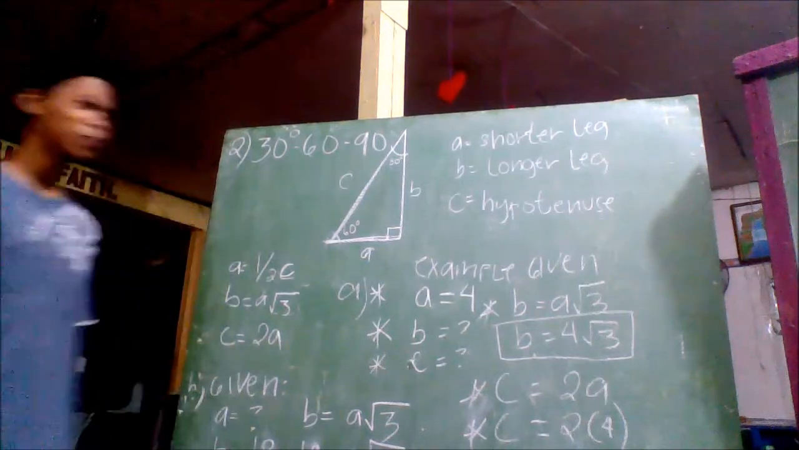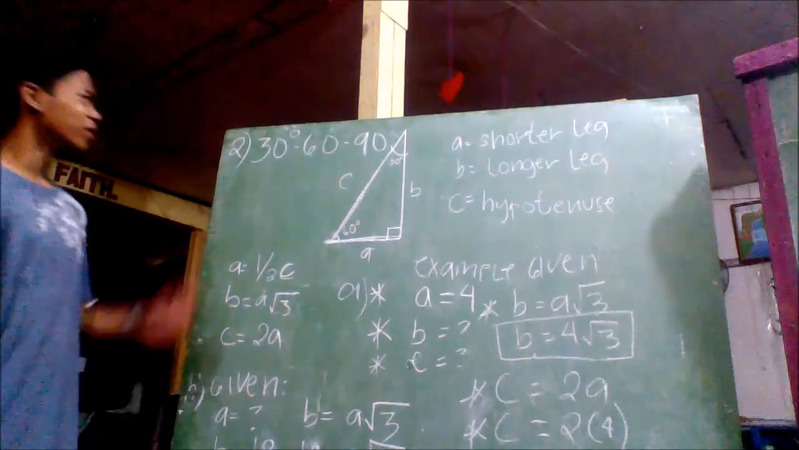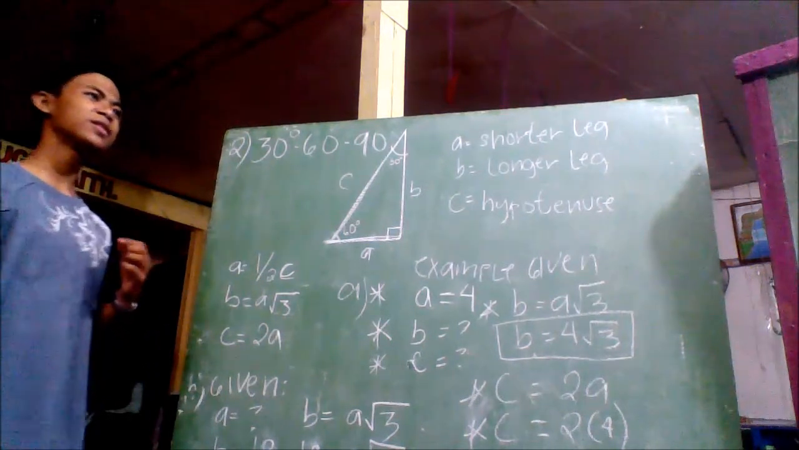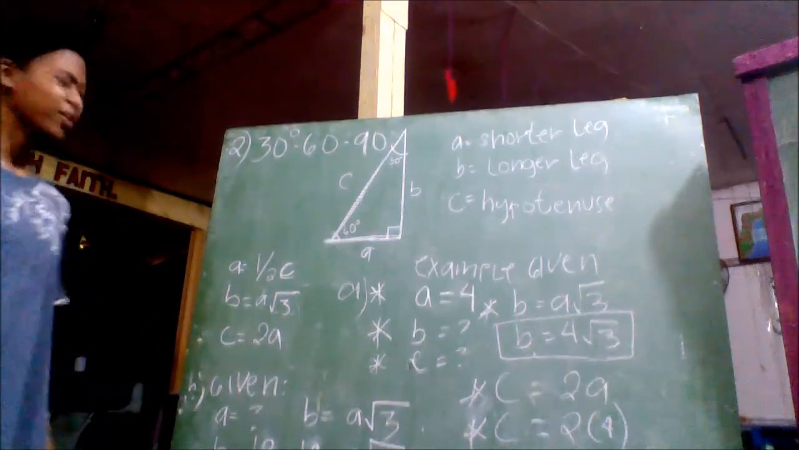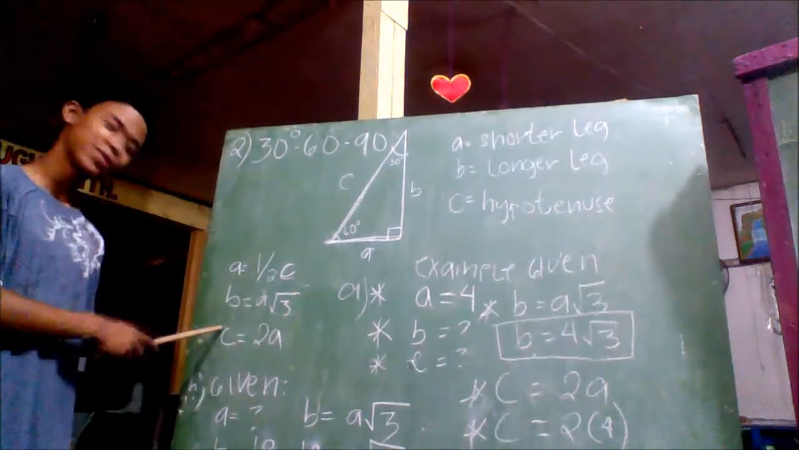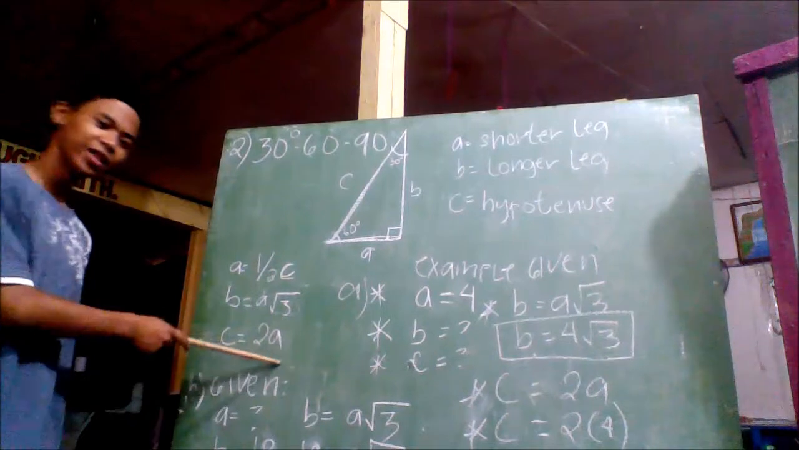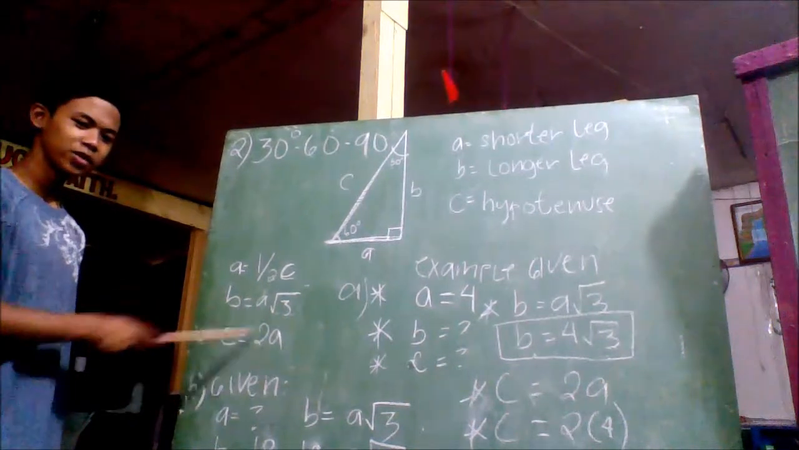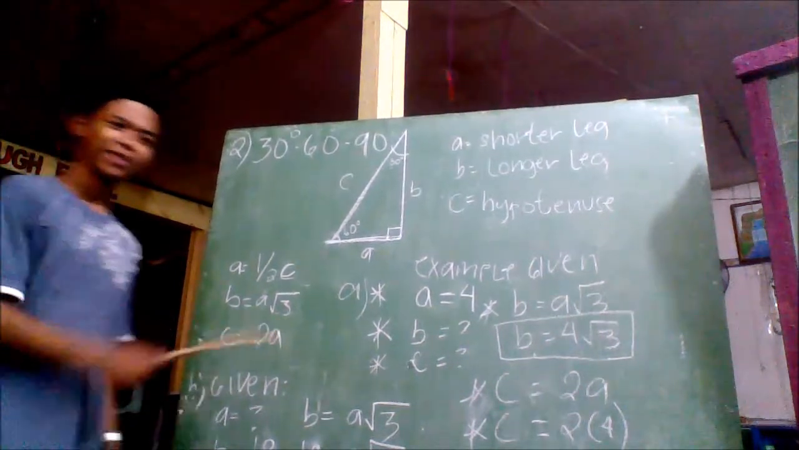As we end, we just remember that in the 30, 60, 90 degrees special right triangle, A is equal to one half C, B is equal to A square root of 3, and C is equal to 2A. Okay?